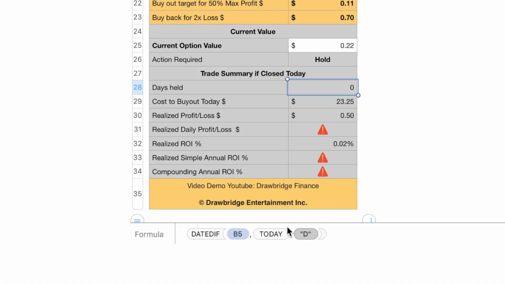So it says the days held, and you can see in here that it's actually using today's date on the computer, so it knows how many days the option has been held. I'm going to make a quick adjustment just for demonstration purposes, but if you're checking in subsequent dates, it's going to show you that there's been a time change.